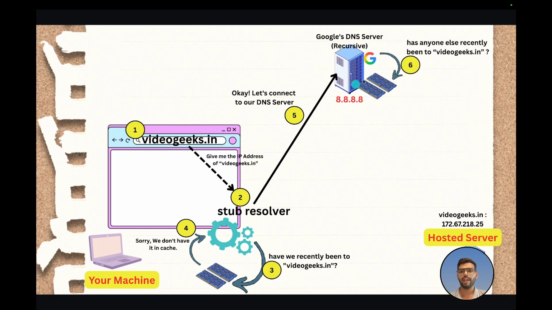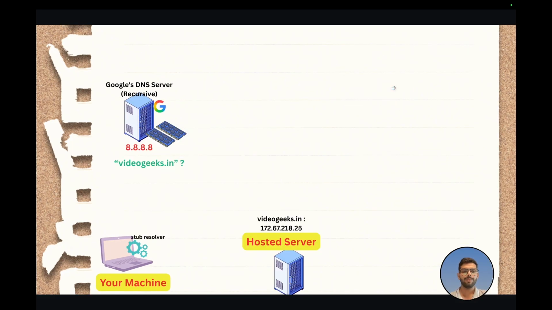Now it will also have something called a cache. So let's say someone else might have tried to visit the videogeeks.in server, then in that case Google might have cached the IP address of videogeeks.in. So it will check the cache to find the IP address of videogeeks.in. In the worst case, let's say no one has been to videogeeks.in recently, and that's why you don't have the IP address in the cache. Now it will try to recursively fetch the queries.